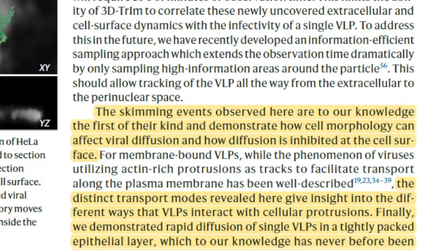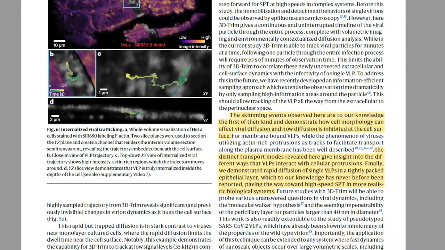And the diffusion being inhibited at the cell surface means that as the particle got closer to the cell, it slowed down. And this could be because of, for example, a membrane potential, where there's a positive charge near the outside of the cell, and that could repel the particle away. So they didn't mention the possible electrostatic forces like that. Or it could be that the extracellular material is thicker around the outside of the cell, and so it was harder for the particle to diffuse. But they did say that they observed this.